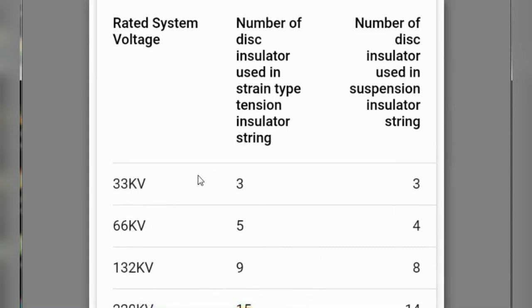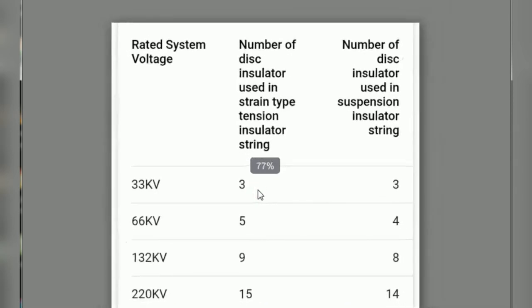So for 33 kV, the discs required for strain type insulator is 3, and for suspension insulator 3, both are the same. For a 66 kV transmission line, the number of discs required for strain type insulator, the horizontal position, will be 5, and suspension type 4. And for 132 kV, 9 discs for strain and 8 discs for suspension type insulator. And for 220 kV, there are 15 discs required for strain type and 14 discs for suspension type.